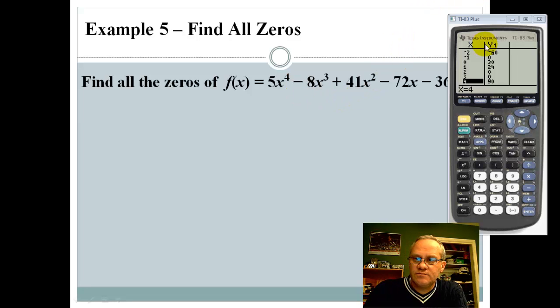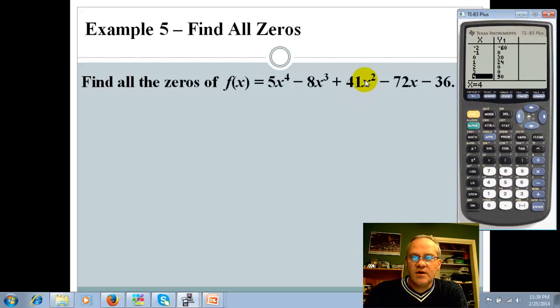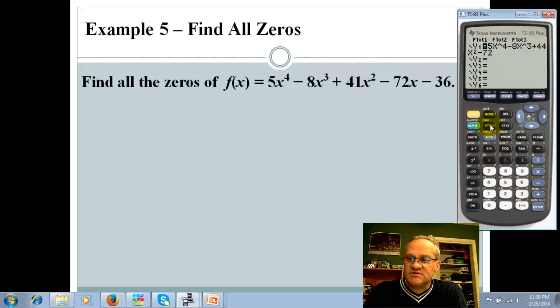All right, so on this one, move that over a little bit. Let's go ahead and start by typing this one into our calculator here. So I've got 5x to the 4th minus 8x to the 3rd plus 41x squared minus 72x minus 36. Oop, 36. All right, that looks okay. So let's just graph it first. We'll take a look. It looks like we got two places that it's crossing.